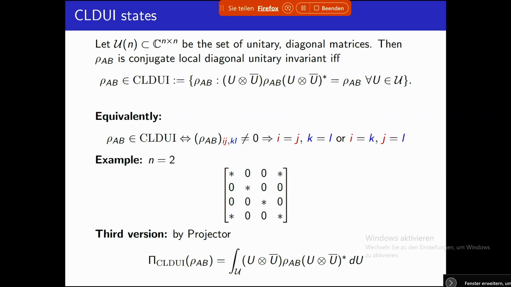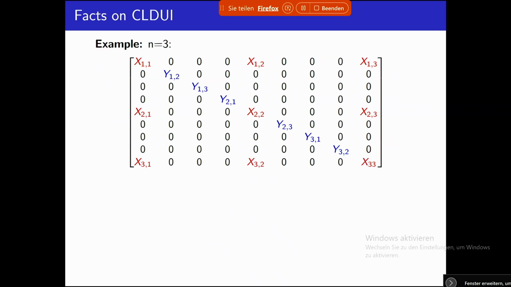Okay, I think I have another example here. So this is the sparsity pattern for n equals 3. And as one can see, there are sort of two classes of entries. There is the diagonal, and then after permuting the rows and the columns, you get one additional matrix block. So this is the example for n equals 3, but this works in arbitrary dimension, where you encode your CLDUI quantum state into a set of two n by n matrices.